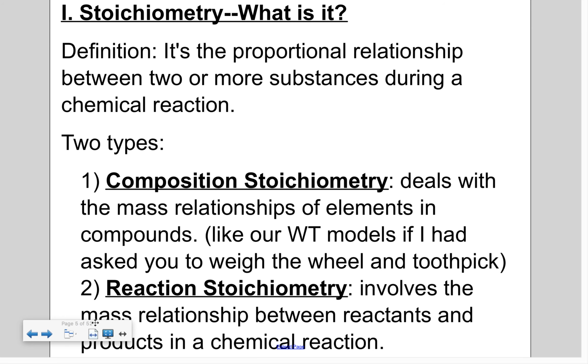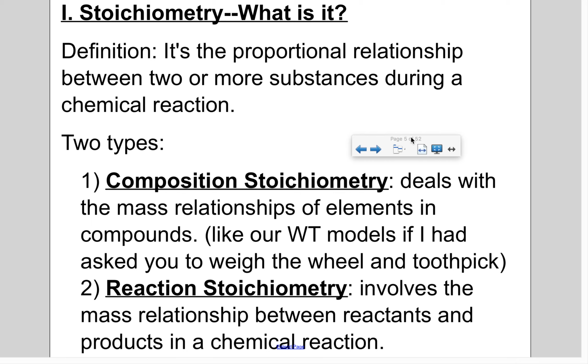So, stoichiometry, what is it? It's a proportional relationship between two or more substances, and you use it during chemical reactions. Basically, it's the art of figuring out how much you can make without actually doing the experiment, or figuring out the mass that comes out without actually weighing anything. So it's kind of a math heavy chapter.